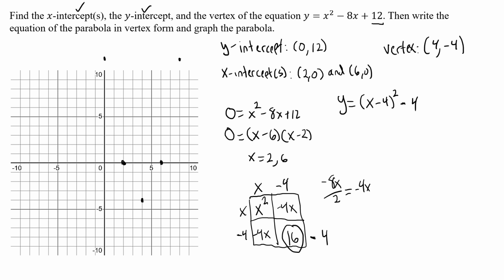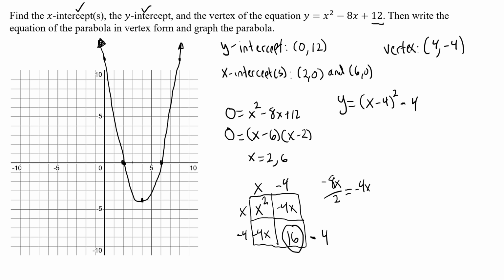Now I could find more points, so I could put in like 3 in there and see what I get, or 1. I could kind of calculate those, but I don't have to. But I'm going to connect the dots. I curve through the parabola's vertex, go up, and then that is my parabola.